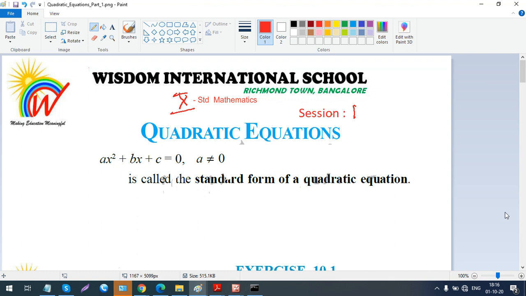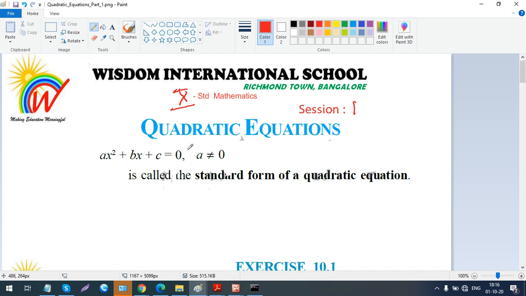So today we are going to start a new chapter, Quadratic Equation. Okay, so this is in your part 2 textbook. So see, what is quadratic equation? First we should know what you mean by quadratic equation. Already in your 9th standard you would have learned a little bit about it.